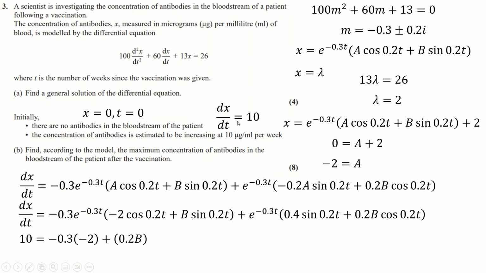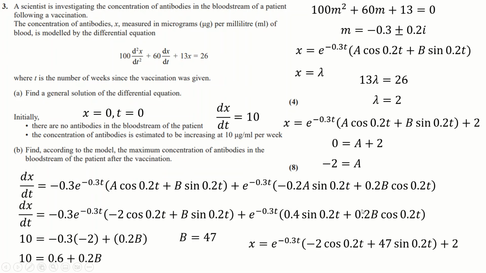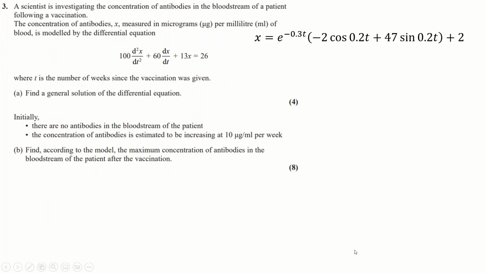And now I can substitute in these boundary conditions, and I solve for b, and it's going to be equal to 47. So that's good. I got a is minus 2, b is 47. So let's update our solution here. And we get this solution here, which is cool. Just written it up here, I think.